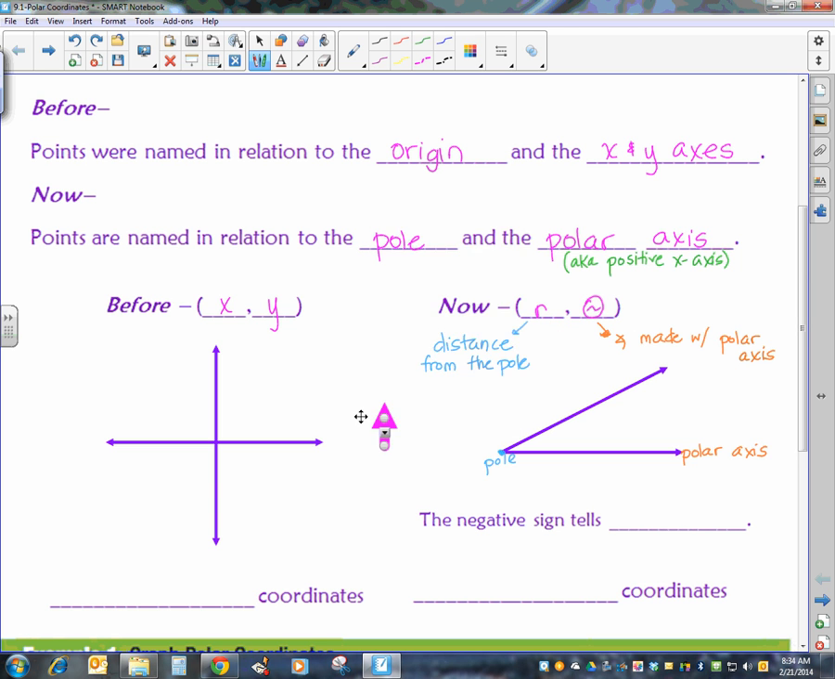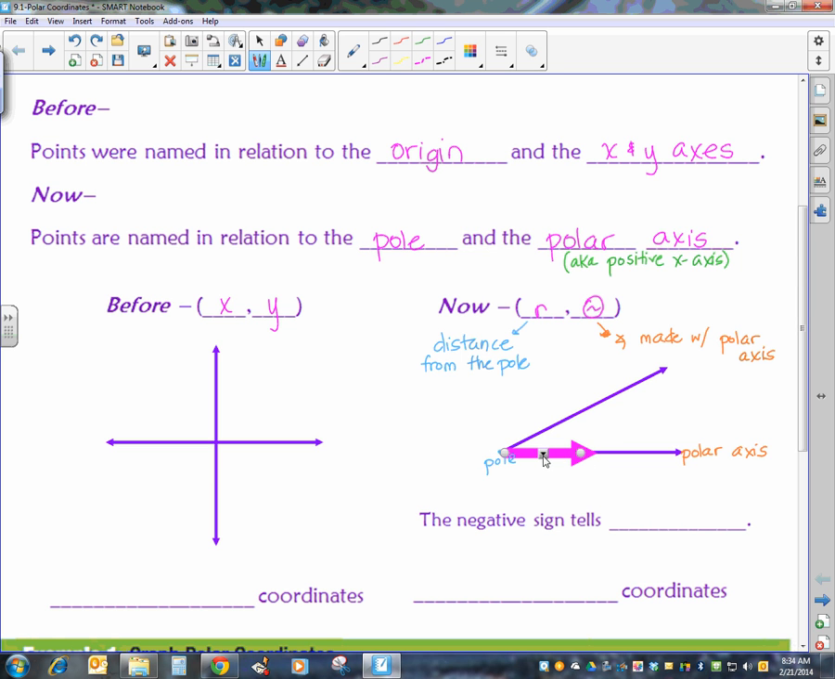Okay, so if I have one here, it matters which way you're facing. So hopefully y'all can tell from here that my arrow is pointing up. Okay, I have to make it in the direction. I always want to start in the direction with my polar axis.